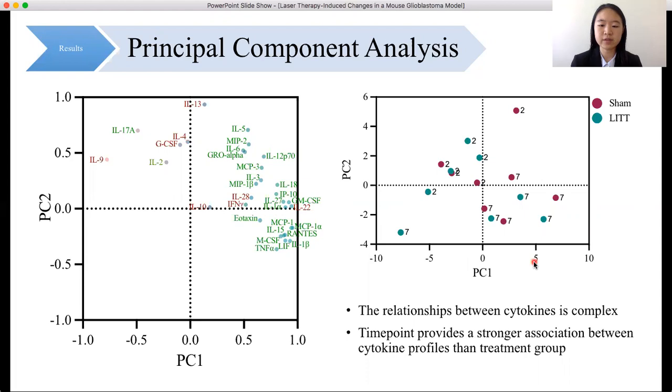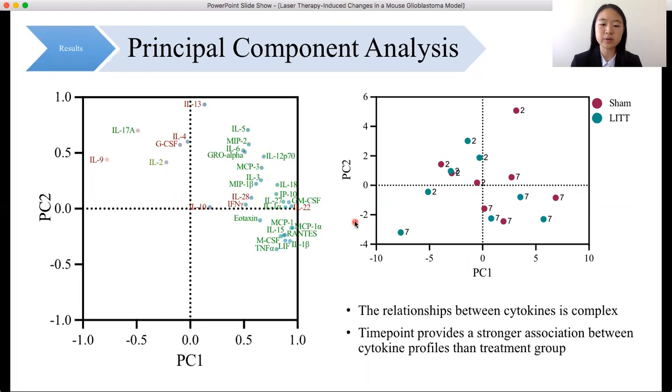In the left graph here, we see that time point seems to provide a stronger association between the cytokine profiles than the treatment groups. We can see that because the sham and laser-treated brains don't tend to clump together. Rather, the populations tend to clump together based on the day that they were harvested after treatment.